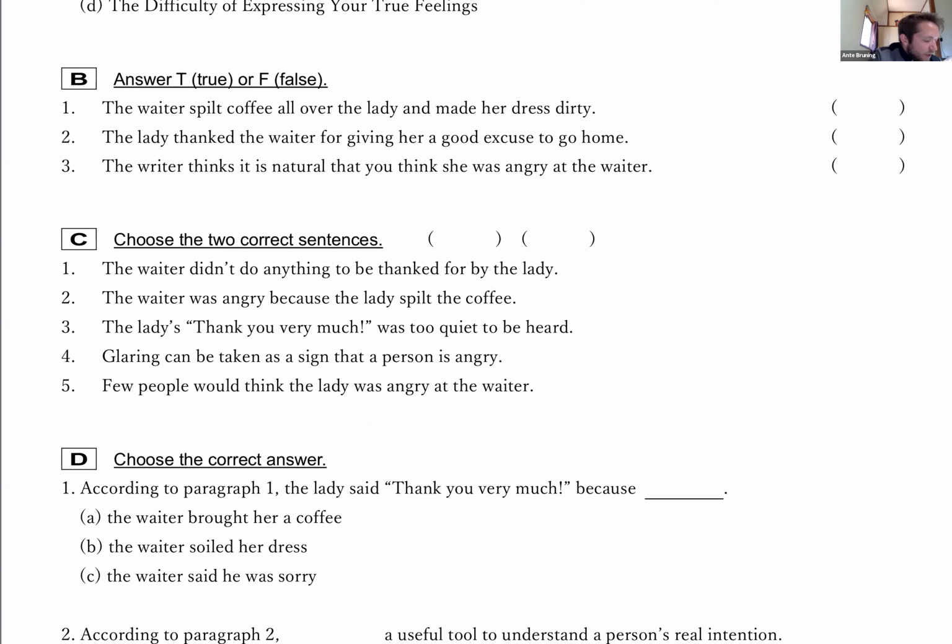So number 1 is correct. So the waiter didn't do anything to be thanked for by the lady. So that's right. He spilt the coffee, so that's not really worth a real thank you. And the second correct sentence is number 4. Glaring can be taken as a sign that a person is angry. Okay.